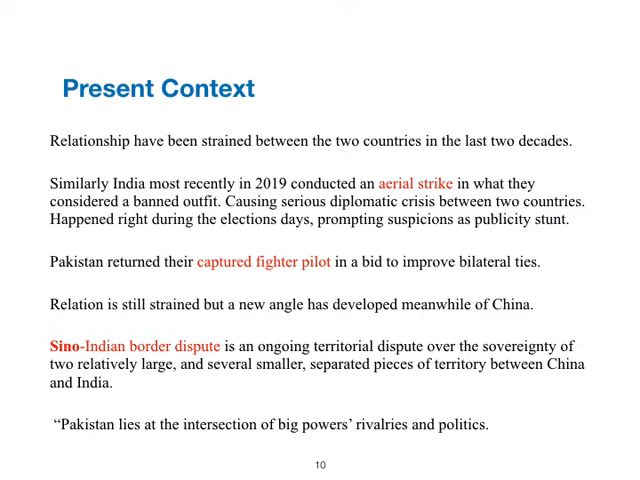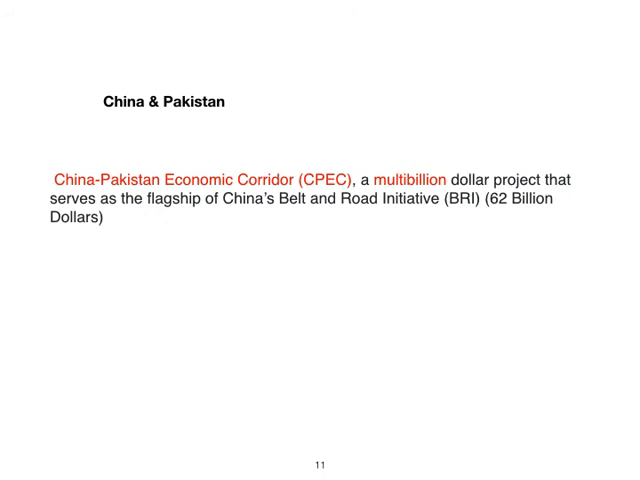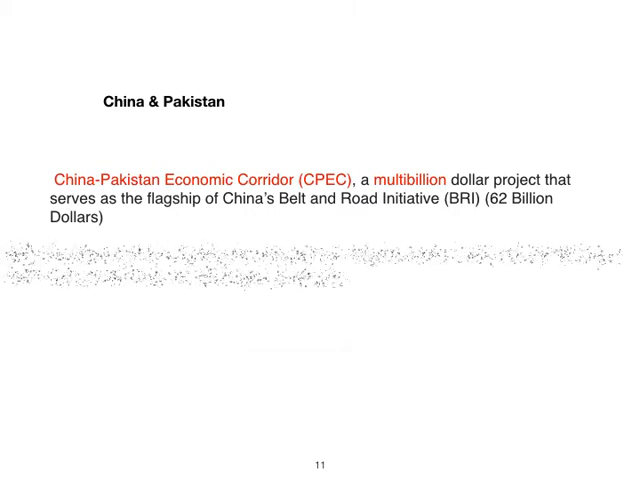So we talk about another one, which is now China and Pakistan. The China-Pakistan Economic Corridor. We have had a detailed session on it, and you already know about it. It's a multi-million-dollar project that serves as a flagship of China's Belt and Road Initiative, $62 billion. And obviously, with Pakistan, China is looking to expand on the relationship.